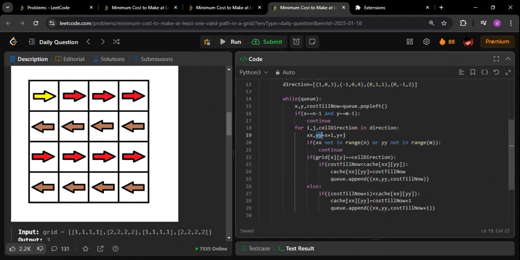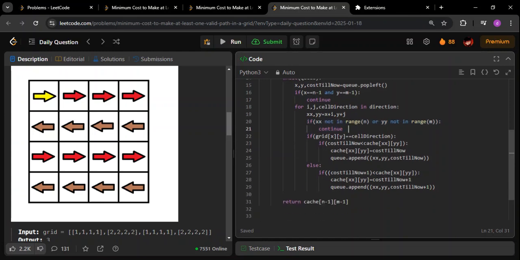I'm just checking whether x is not within the grid or y is not within the grid. If double x or double y, any of them, is not within the grid, we cannot proceed further. So for that reason I will just continue in the for loop. When I execute this part, it means this condition is not true, that means x and y both are in the grid. As simple as that.